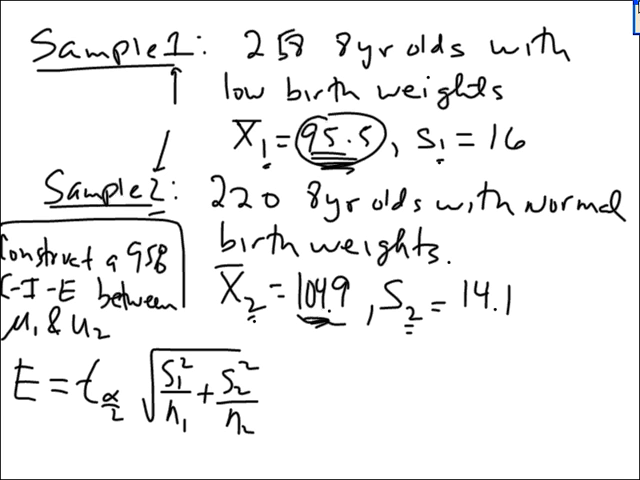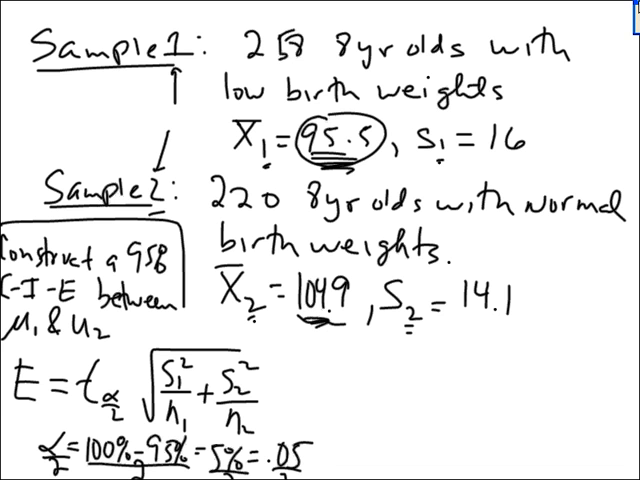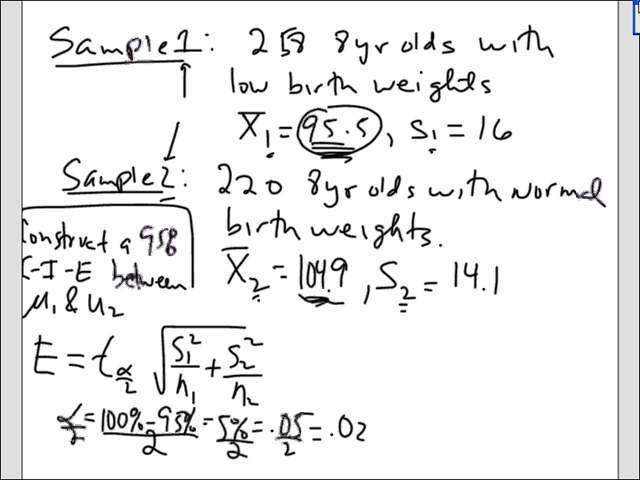Now, alpha is 100% minus the 95%, which is 5%, better known as 0.05. So alpha over 2, if you divide the left side by 2, you have to divide all the sides by 2. You get 0.025.